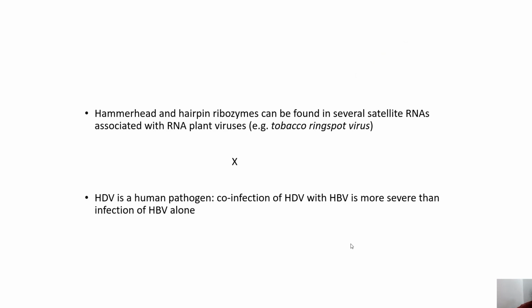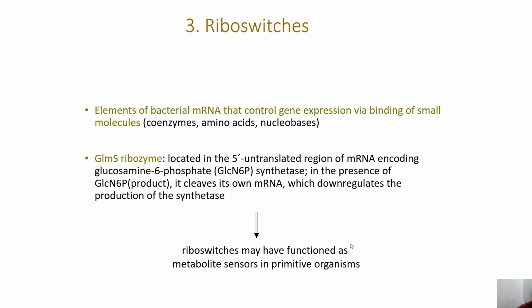Now, hammerhead and hairpin ribozymes can be found in several satellite RNAs associated with RNA plant viruses. HDV is a human pathogen. Human infection of HDV with HBV is more severe than HDV alone.